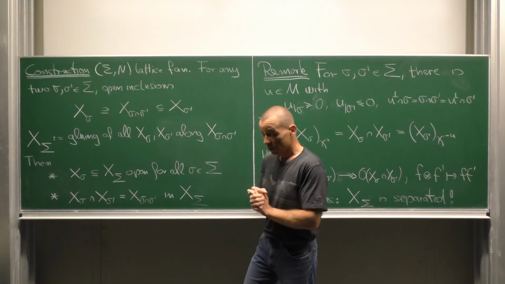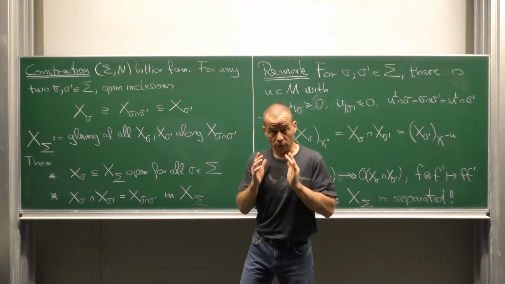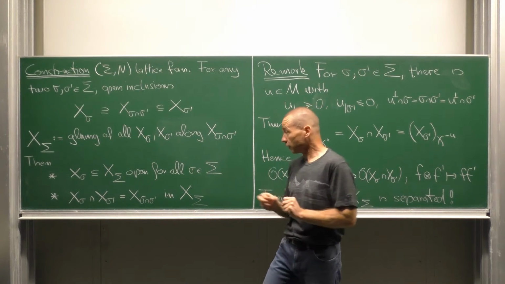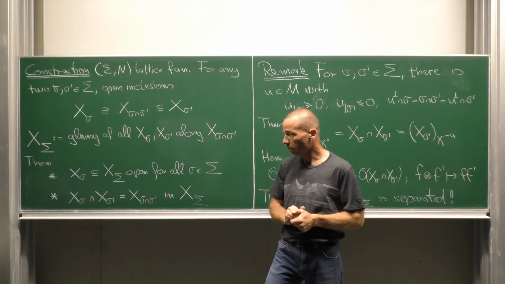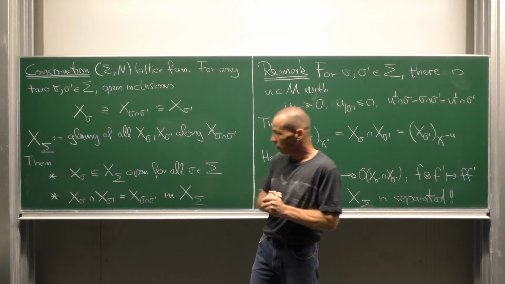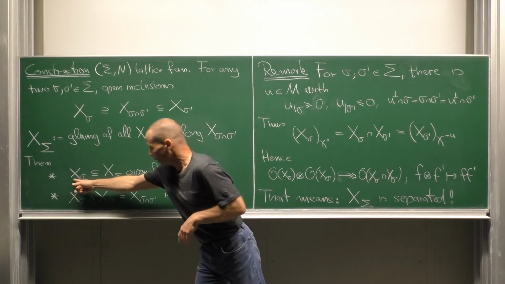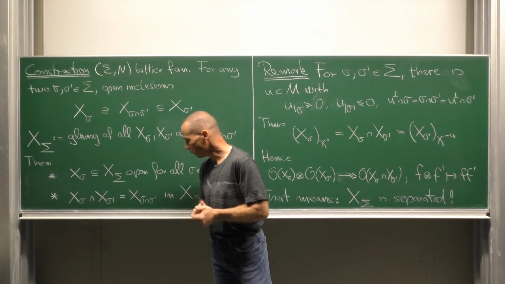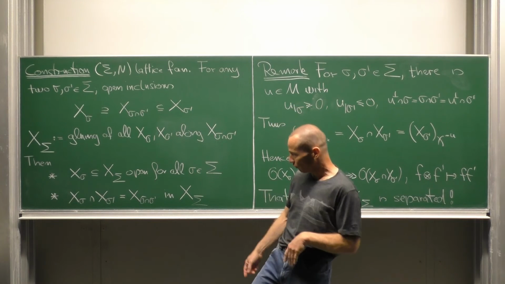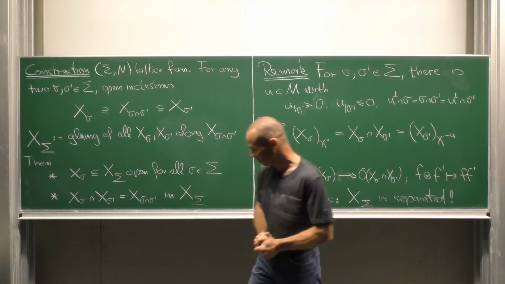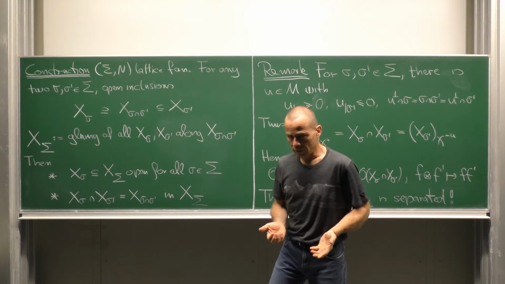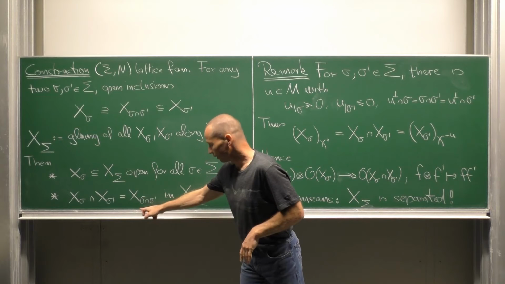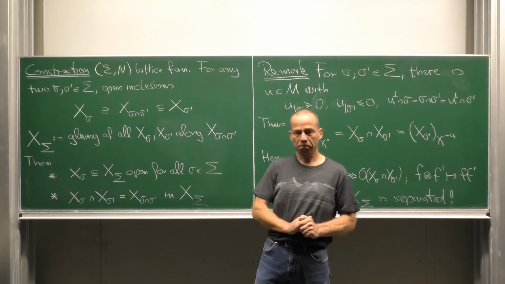Now define x capital sigma to be the gluing of all these x sigma along the x associated with sigma intersected sigma prime. Then, by construction, the affine varieties x small sigma are all open subsets of our x capital sigma, and moreover the intersection of any two, x sigma intersected with x sigma prime, is the place where we glued these two together. That means x of sigma intersected sigma prime.